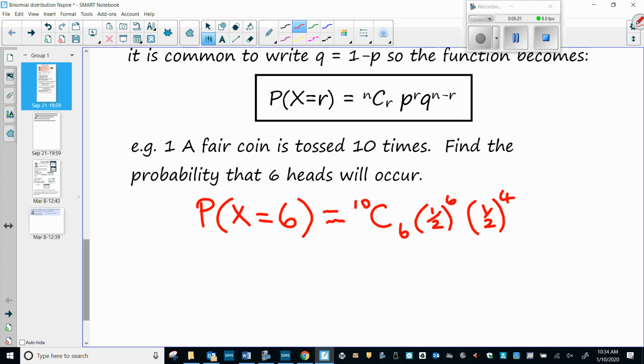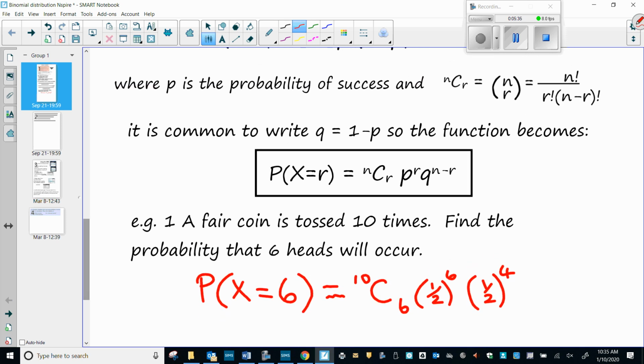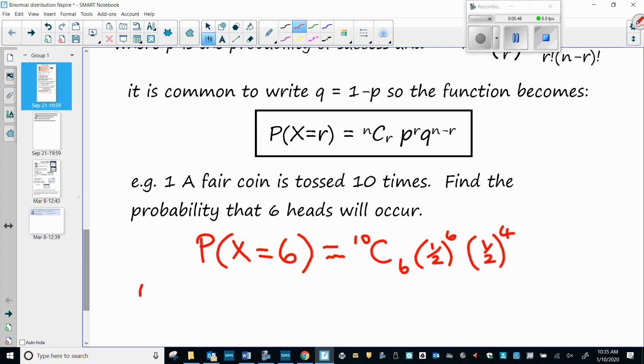Alright, should we do one without the calculator just in case they come up? So you just leave it like that? No, so we have to now work out what this is. Okay, so let's use this formula here to work out this 10 choose 6. It doesn't hurt to go through these things. So we need to find 10 factorial over 6 factorial times 4 factorial.